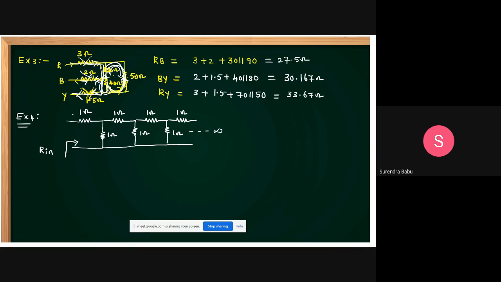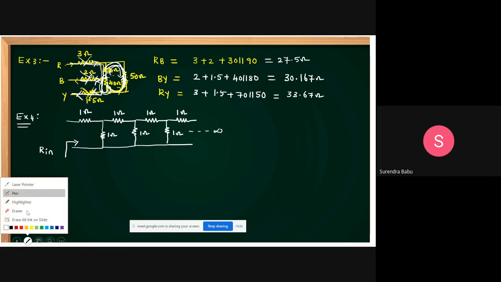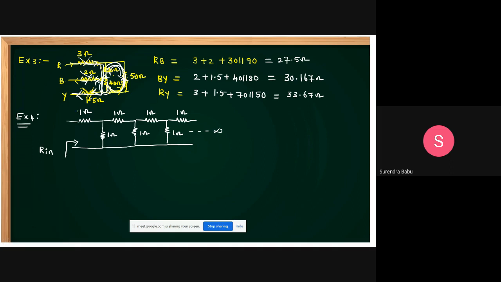Yes, friends. See here, this is Rn, and the same model is repeating here: 1 ohm in series, 1 ohm in parallel. This only keeps repeating. In this, I will remove one branch. This is 1 ohm, students. How much is this? 1 ohm. I removed one branch. This is Rn.